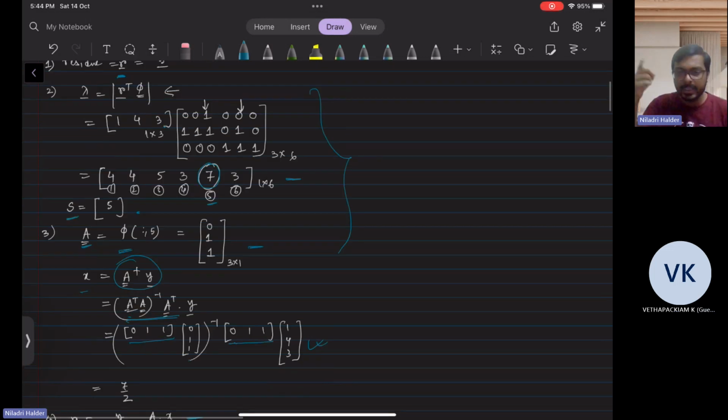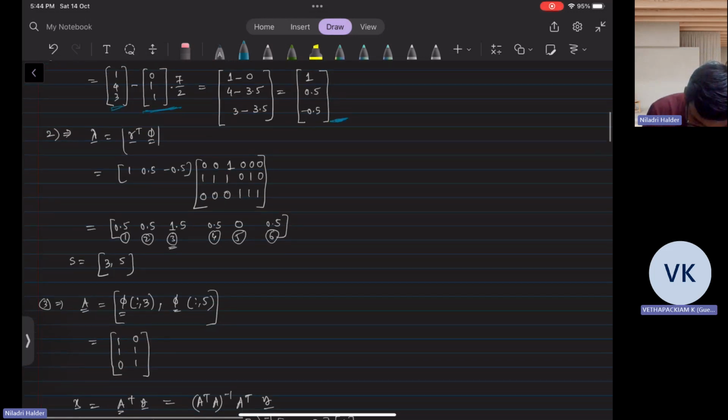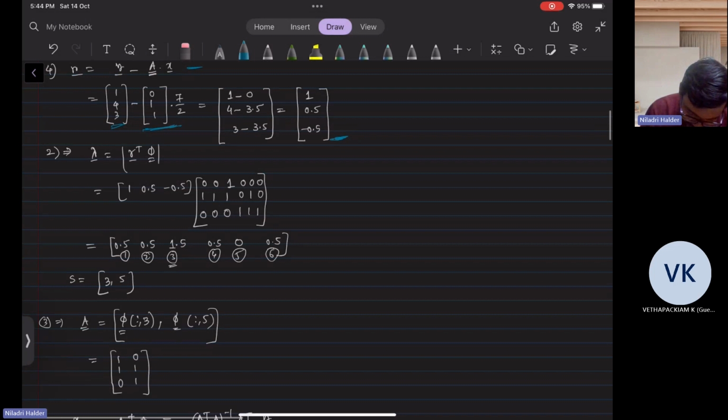Okay, then I will find out the second value of s. So let's do that. Now I will calculate the lambda. Lambda is equal to R transpose phi, then the absolute of that R transpose phi. That gives 0.5, 0.5, 1.5, 0.5, 0.5, 0, and 0.5.